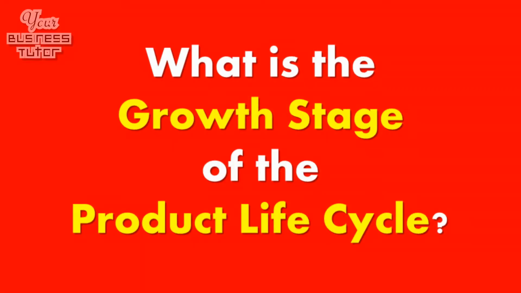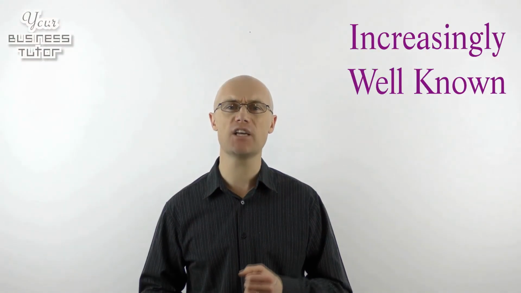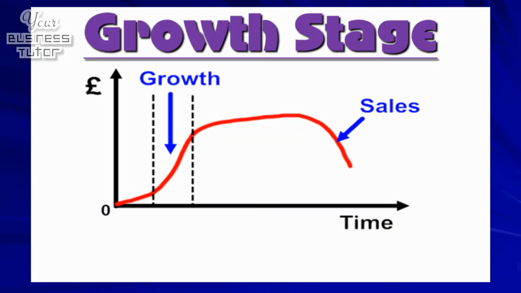Okay, let's now move on to the second stage by asking, what is the growth stage of the product life cycle? During this stage, the product becomes increasingly well known, as the advertising used previously begins to have a positive effect and the product becomes available in more stores. As such, and as the diagram shows, during this time period, sales rise rapidly.